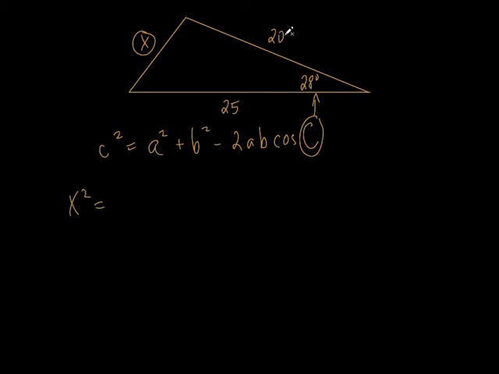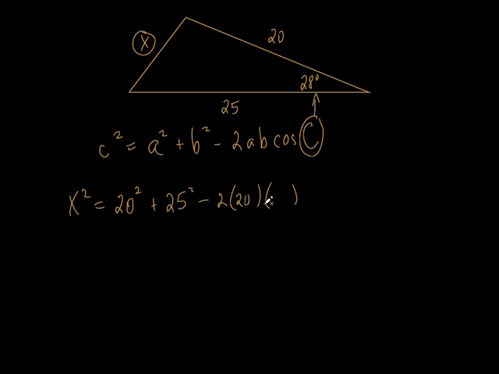It's the 20 and what else? The 25, right. It's the other two sides, okay? So the a and the b are the 20 and the 25. So let's put that in here. I take the a and I square it, or 20 squared, plus b squared, which is 25 squared, minus 2 times a times b.